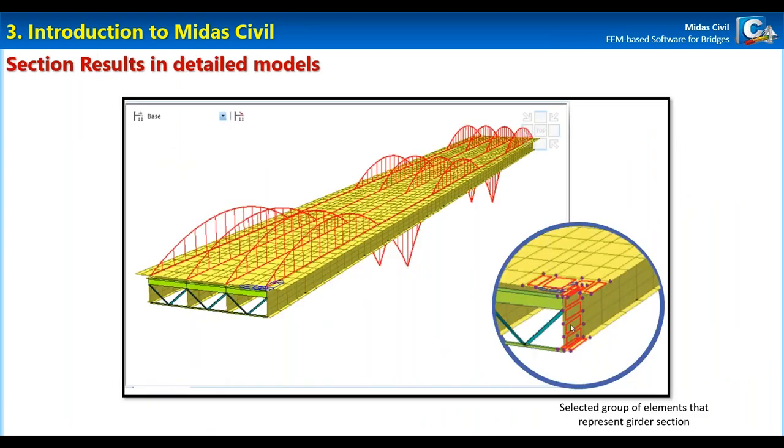The other powerful feature here: after performing the analysis, when you select the section here, you can have the moment diagram drawn for this section based on the elements you have selected. So even if you select the plate element and this beam element here, you will find the moment of those selected elements easily in Midas Civil.